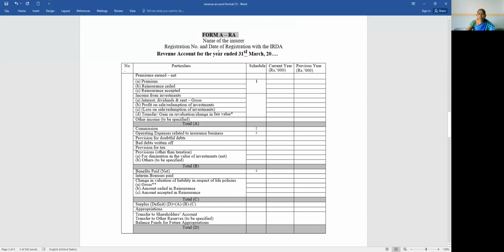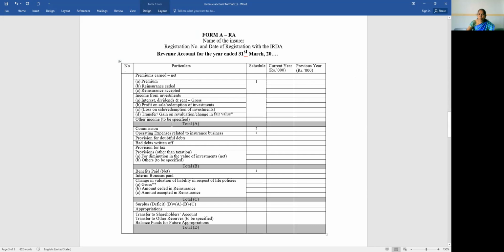Okay, next is revenue account for the year ended 31st March 2000 or whatever it is, the year you have to mention here. So in the revenue account, we will be having different columns. Generally in the problem, when we are preparing, you will be getting only the current year information. They will not give you the previous year balances. As a BCom student, you will be getting only the current year amount. So we are going to write only the balances of current year in this column. This column we are not going to use. Okay.